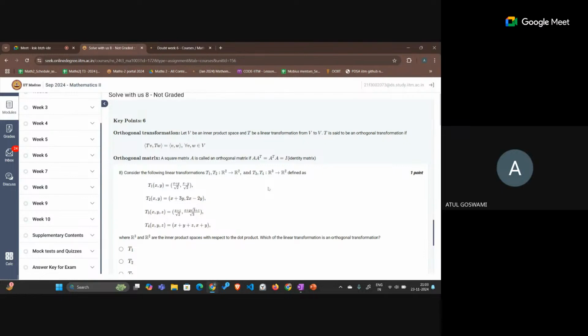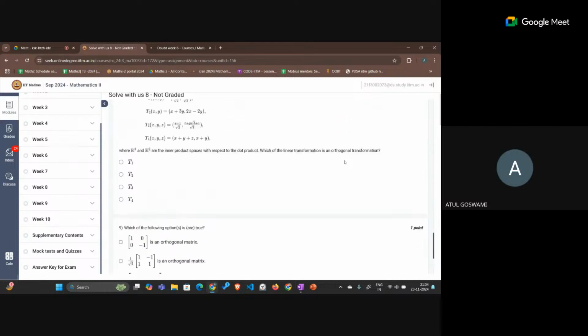The concept is simple: orthogonal transformation. Orthogonal transformation means that the inner product of the vectors, after taking the image under T and then taking the inner product, should be the same. Then we can say that the transformation is orthogonal. An orthogonal matrix follows this property: A times A transpose equals A transpose times A, and both are equal to the identity matrix. These are the two properties. On the basis of this, solve questions 8 and 9. I'll discuss after 5 minutes.